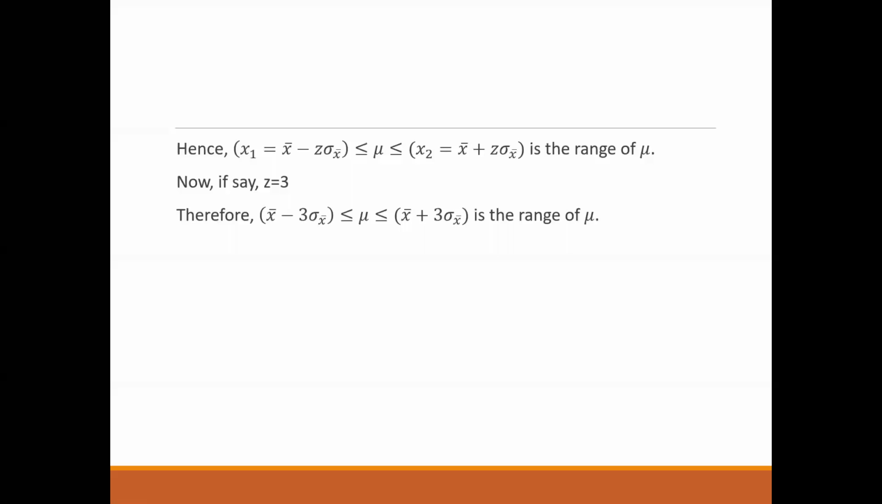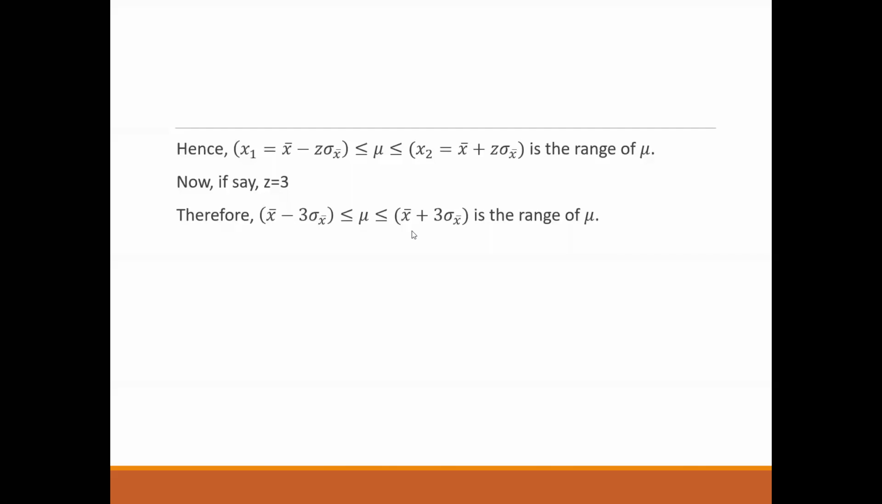And as I told you before also, if it is 3 sigma, if the value of z is 3, it covers at least 99.73% level of confidence for the interval. So the confidence interval here will be at 99.73% level of confidence. So I am 99.73% sure that my value of mu is going to lie between that particular given range.